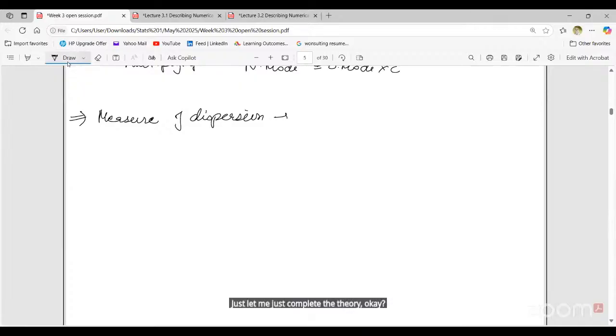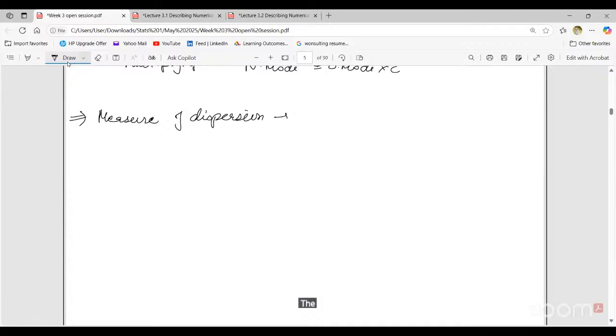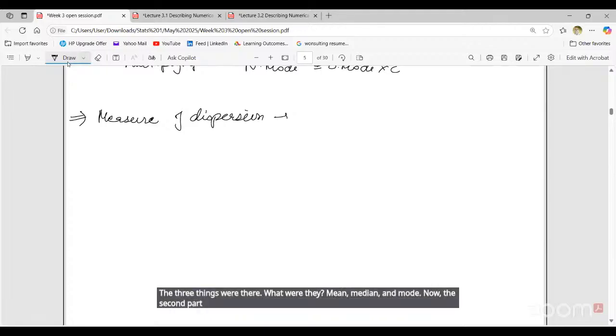Now, that was the measure of central tendency. So what was all there in the measure of central tendency? The three things were there: mean, median, and mode. Now the second part is the measure of dispersion.